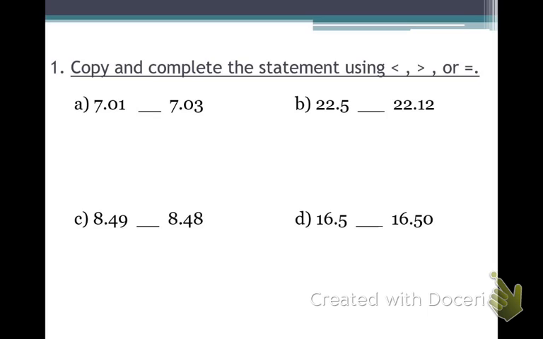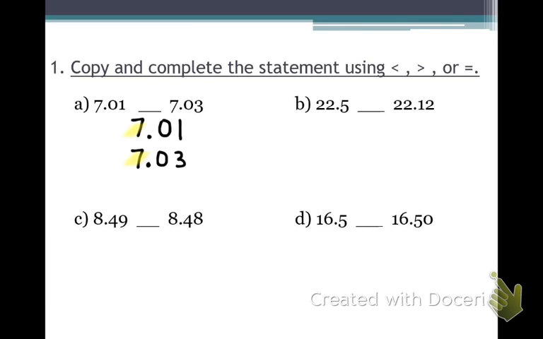For our first example problem today, number 1 is asking us to copy and complete the statement using a less than, greater than, or equal to sign. What we're going to do each time is line them up with the decimal point. So here I've got 7.01 and directly underneath it I'm going to put 7.03. Now I want you to look at the first number. The first number here is a 7 and this one is a 7. As I'm comparing, that's exactly the same thing. I cannot tell which one is bigger or smaller.